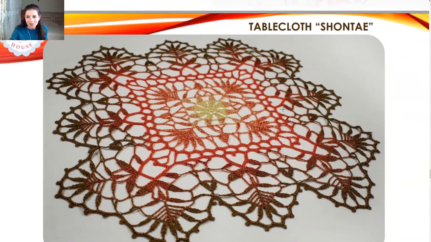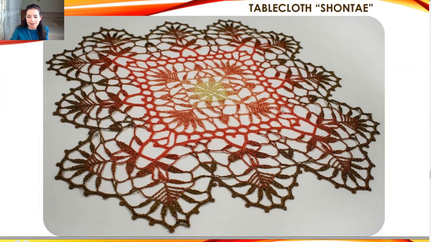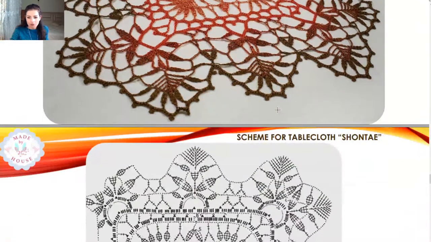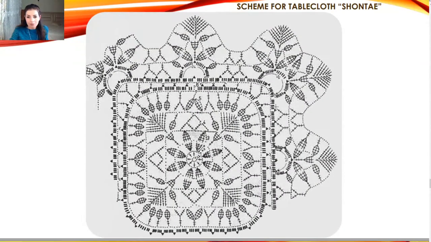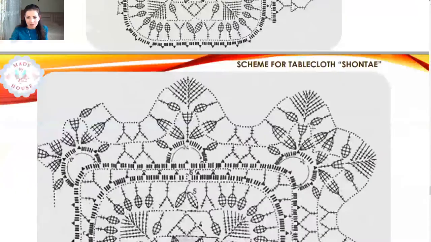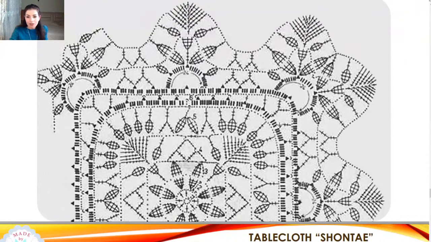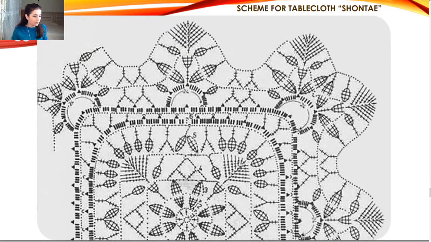So I also like to use such variants, such design for my projects. And today we have this scheme, and we will make row number 10, this one, with beautiful leaves that we already made in previous rows. And now let's start. I will show you how to start, and step by step we will make this row number 10.